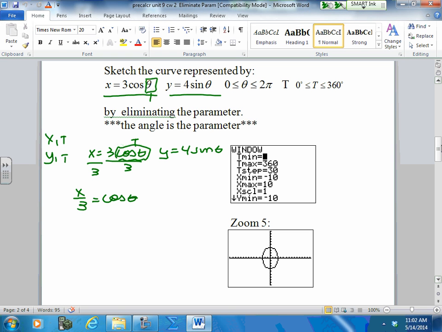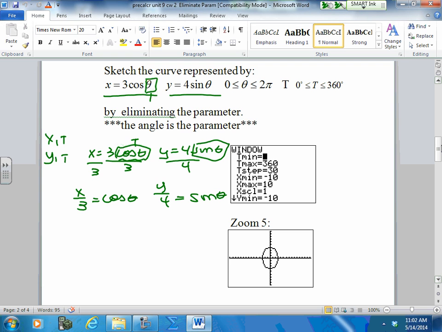Okay, and I really can't now substitute this into my y because I don't have a cosine in here. My angle is my parameter, and I can't substitute in my cosine and my sine. So therefore, I'm going to solve this guy for sine. We're going to get rid of your trig in here. So we're going to divide this side by 4. Because I can't interchange that. My angle is my parameter, but I have no choice. I can't separate my sine and my cosine.